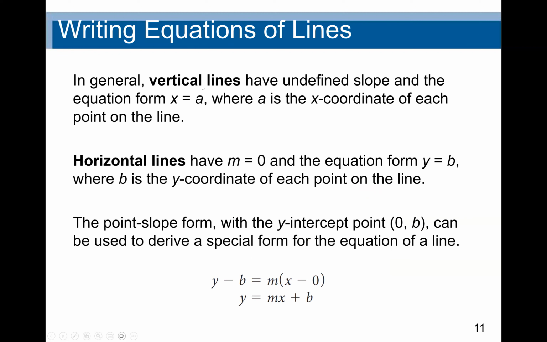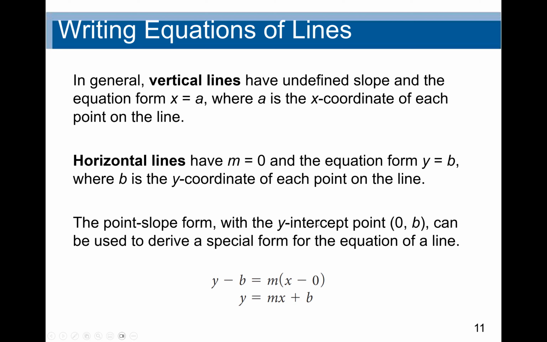So in general, we say vertical lines have undefined slope, and the equation has the form x equals a, where a will be any x coordinate of each point on the line. Horizontal lines always give us a slope equal to 0, and the equation always is y equals b. And b again is a y coordinate of each point on the line.